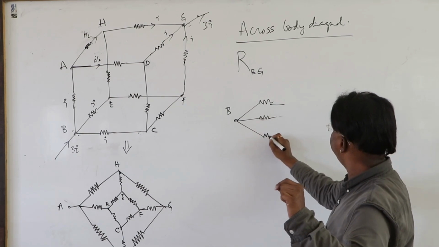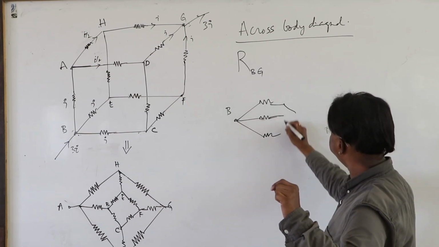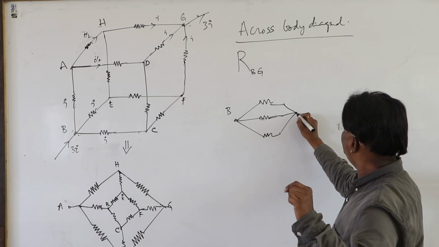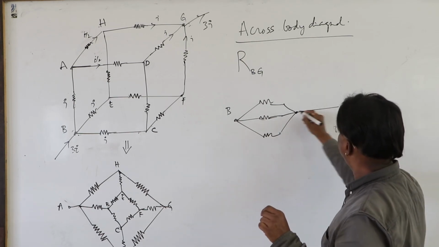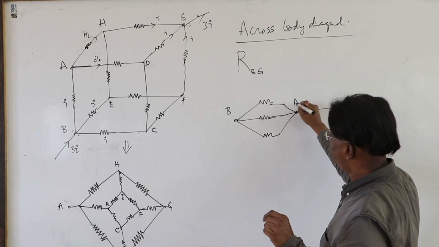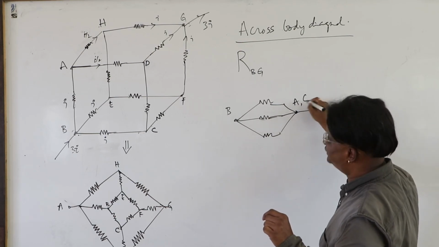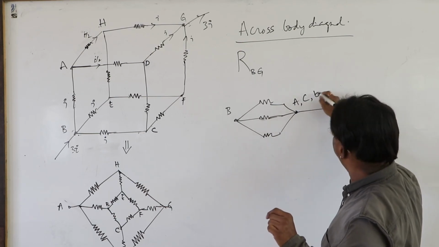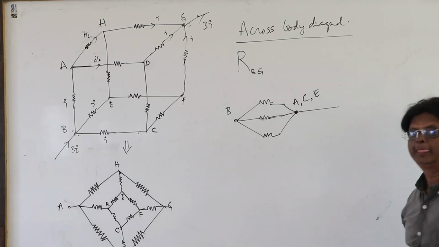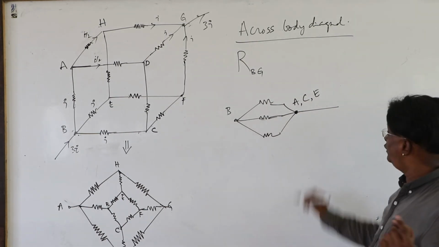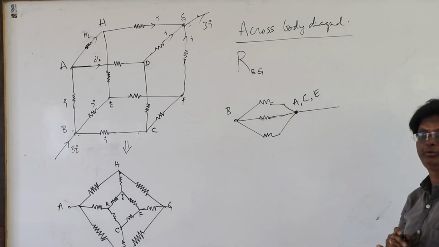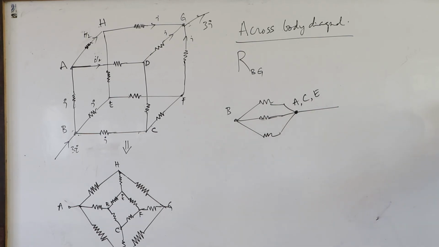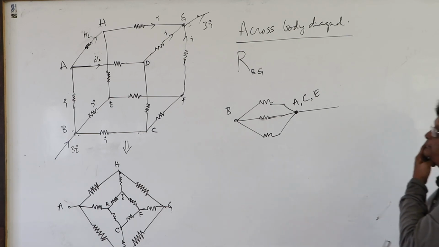Let me also show this. Now what is this point? This is the point, you can say, A, C and also E. This is a single point, common potential points. A, C, E are all common potential points. Similarly, look at the end G.